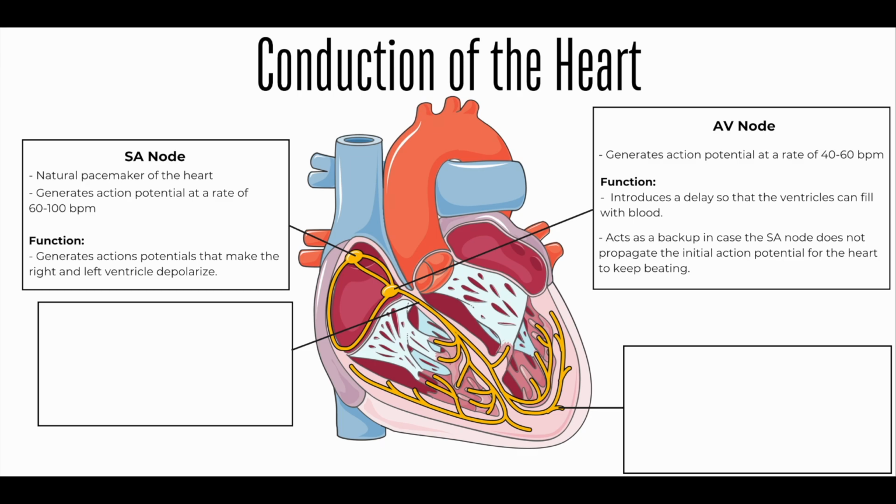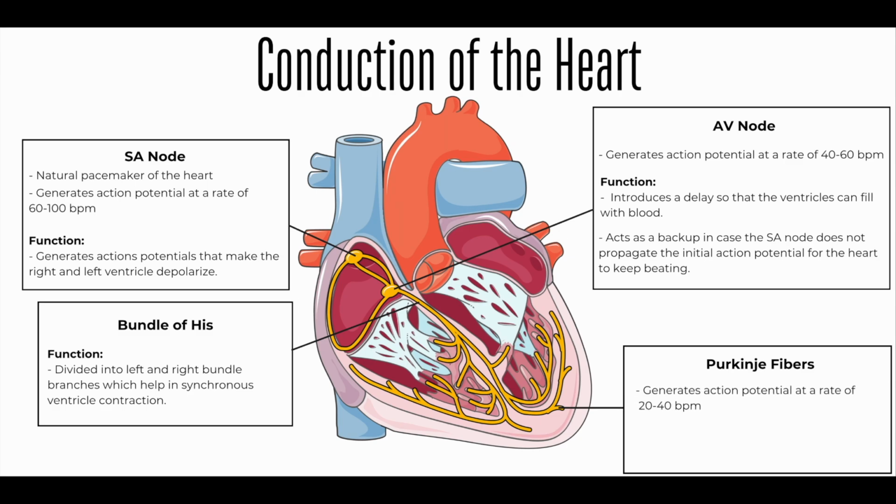From the AV node, the signal will then travel to the bundle of His. The bundle of His will then divide into right and left bundle branches. These branches send their signal through the interventricular septum all the way to the Purkinje fibers. The Purkinje fibers will then cause the ventricles to contract and allow blood to go through both semilunar valves.